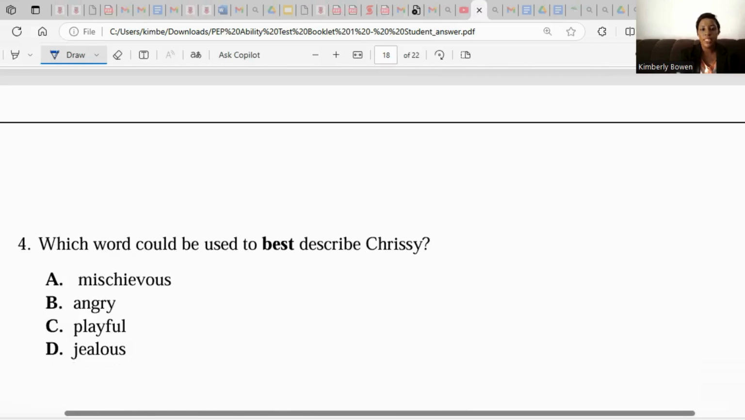Which word could be best used to describe Chrissy? We can say that she's mischievous because she's saying all of these things, hoping that Devon would get in trouble with his mother. So therefore, we can say that she is mischievous.